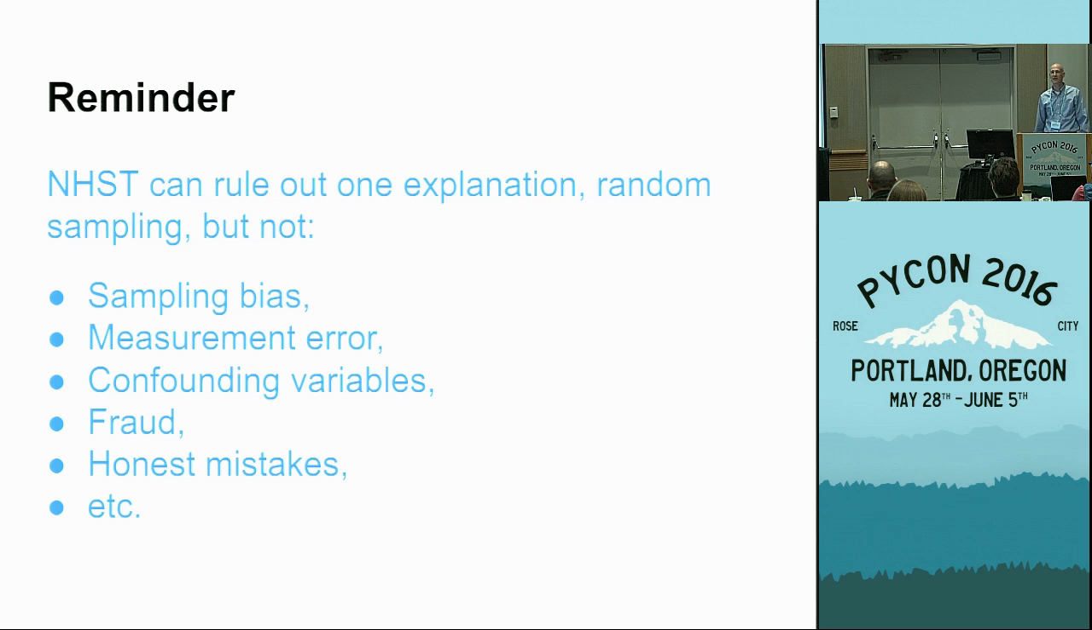I mentioned this. If you get a really low p-value, then it is unlikely that the observed effect is due to chance, but there are lots of other things that might be going on. Sampling bias, measurement error, confounding variables, fraud, honest mistakes, and on and on.